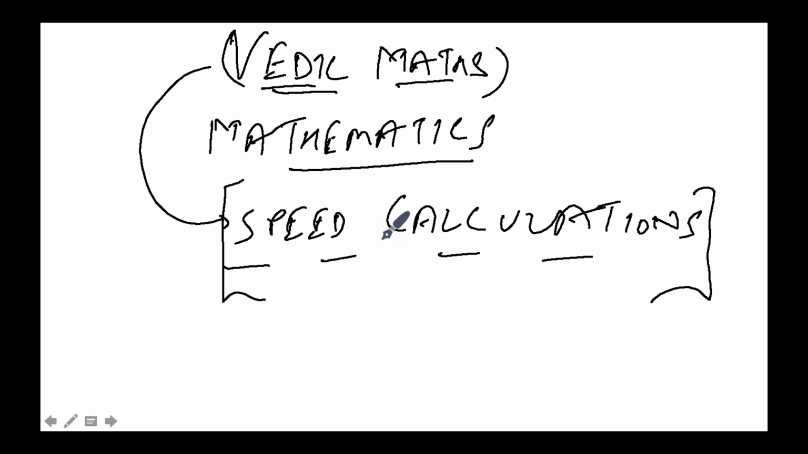I see a lot of people who are from commerce background, science background. You have a habit of using your calculators, right? We don't have to use those calculators. That's why we have to do speed calculations. Now, before I start with speed calculations, there are certain things that I want to ask from you.